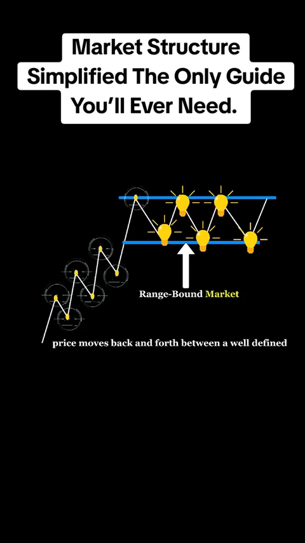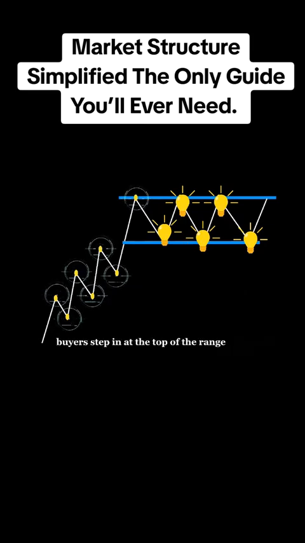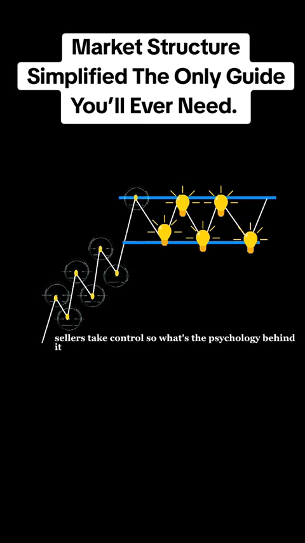In a range, price moves back and forth between a well-defined support and resistance level. The market doesn't make higher highs or lower lows. Instead, it creates equal highs and equal lows, bouncing between them like a ping-pong ball. At the bottom of the range, buyers step in. At the top of the range, sellers take control. So what's the psychology behind it?